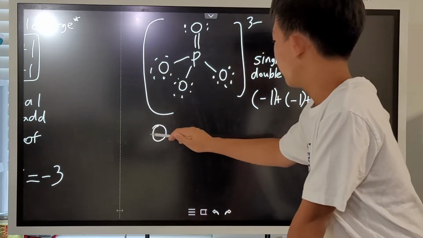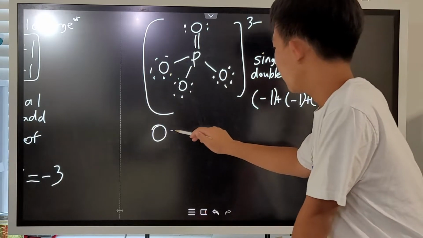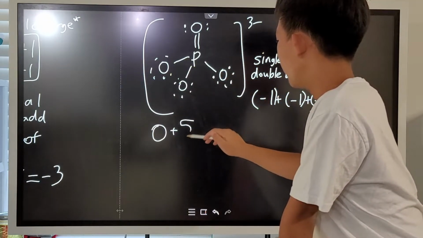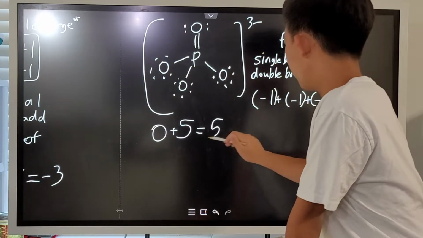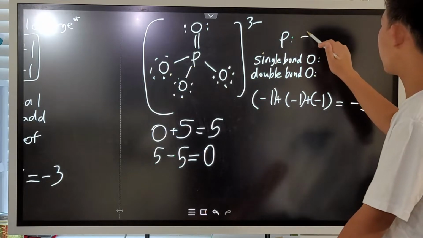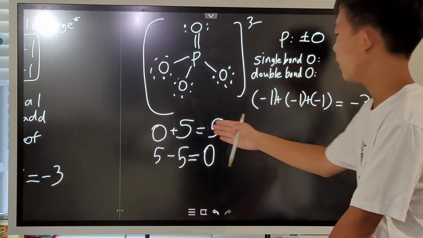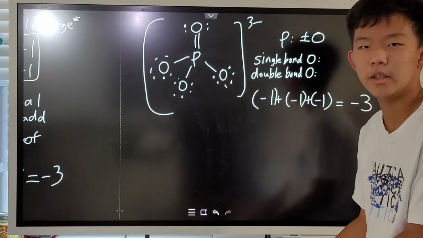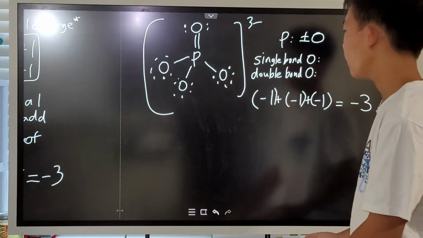Zero non-bonding electrons on phosphorus, plus 1, 2, 3, 4, 5 bonding pairs. So 5 minus 5, obviously that would be 0. So the phosphorus' formal charge here is 0. We're getting on the right track here because ideally we want to minimize the formal charge.